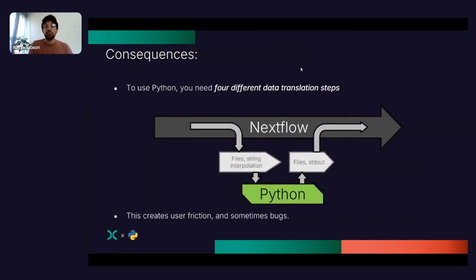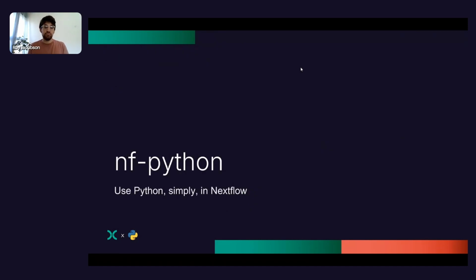And now when you put it in a diagram, you can see that to use Python in Nextflow, you might need up to 4 different data translation steps. Now, some of those steps are kind of trivial, but still, this creates lots of user friction and also sometimes creates bugs. So to solve this problem, I decided to write NFPython. NFPython is a Nextflow plugin that allows you to use Python simply in Nextflow.